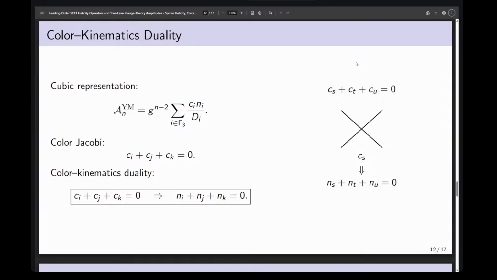So the cubic representation is not a statement about the Feynman rules, but rather about an organization of the full amplitude into a form where every term has cubic propagator structure. In this representation, each diagram carries three ingredients: a color factor c_i, a kinematic numerator n_i, and a propagator denominator d_i. The color factors satisfy Jacobi identities because they are built on the Lie algebra.